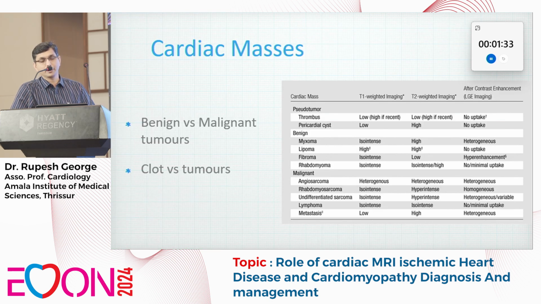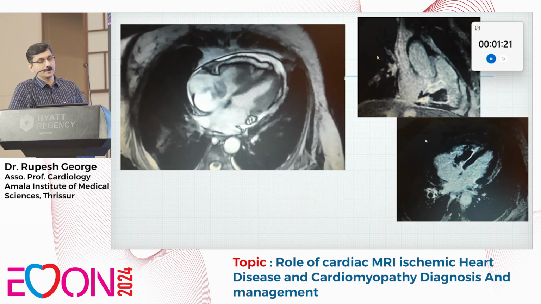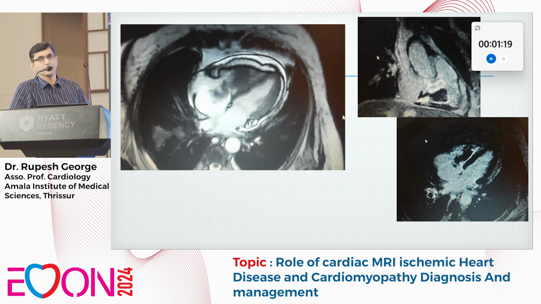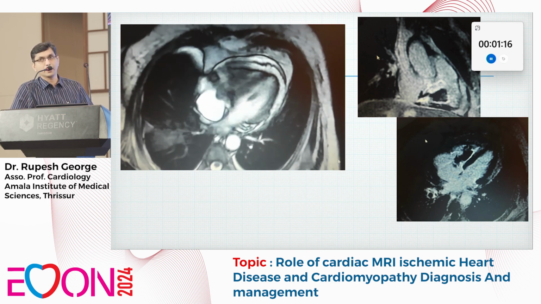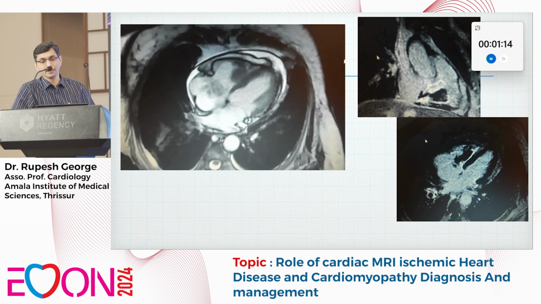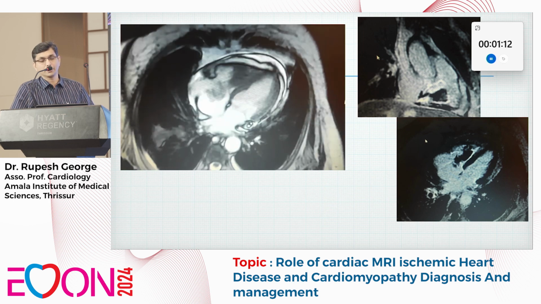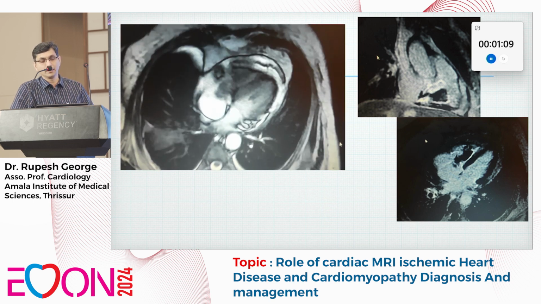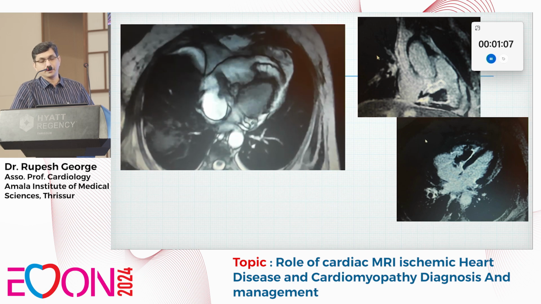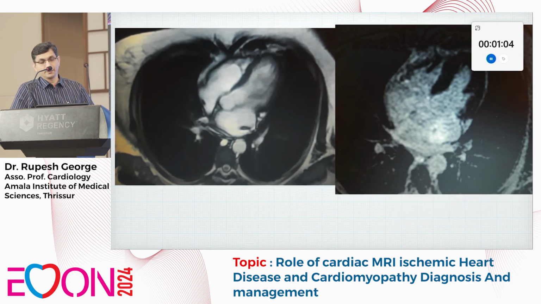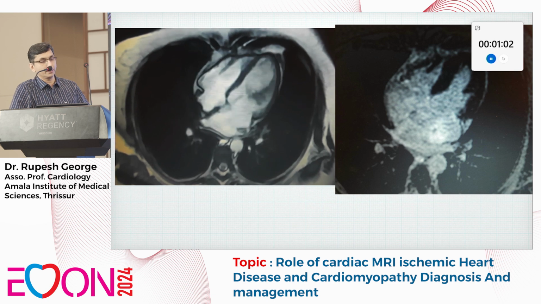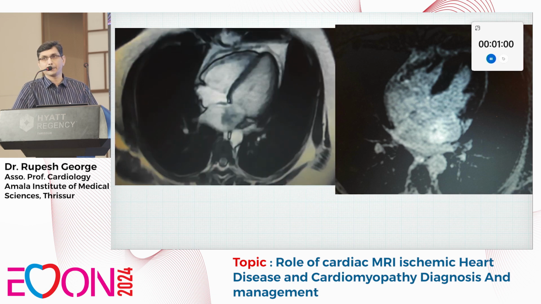Now, regarding cardiac masses, we can differentiate between clot and tumor, and among tumors between benign and malignant, based on T1, T2 and contrast enhancement. So this is an image where you can see a filling defect in the right atrium and also in the RV, which was not enhancing. It was actually a clot seen in the RV and even popping back to the right atrium during tricuspid regurgitation.